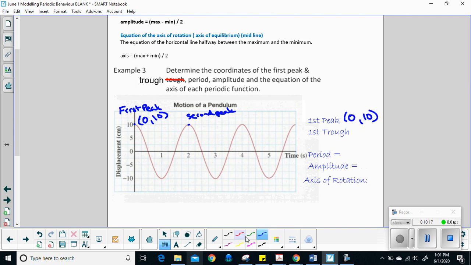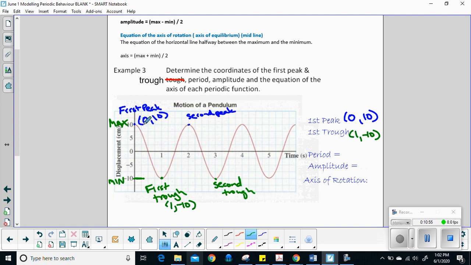Our first trough, so our troughs are down here. So those are bottoms. So that first trough, this is at our minimum here. That's happening when x is equal to 1 and y is negative 10. So there's my second trough here. Okay, so this y value here is my minimum, and this y value up here is my maximum, because that's my highest. This is my lowest.